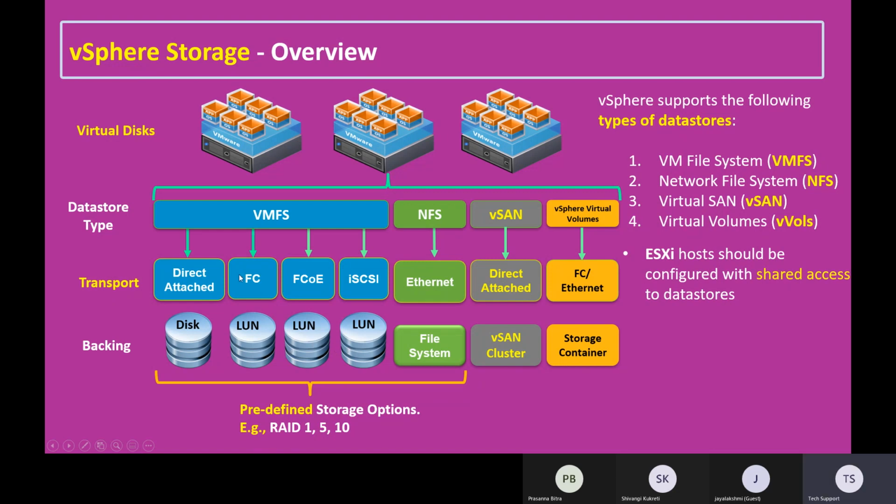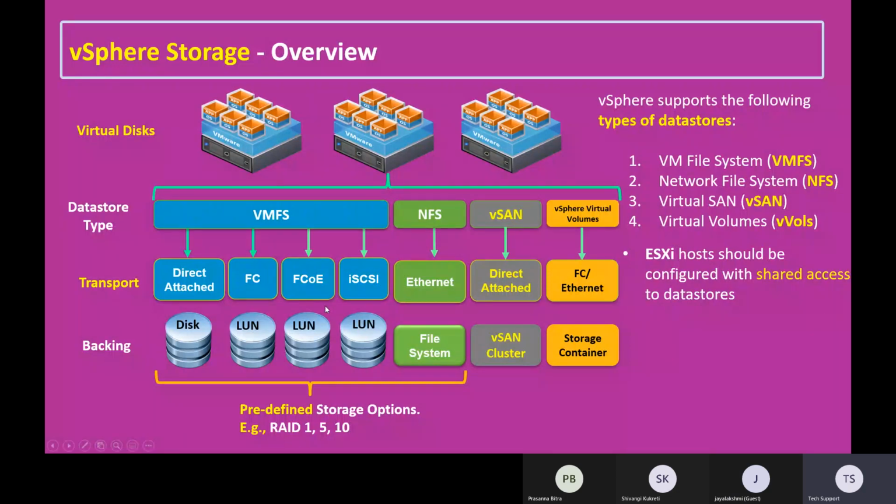Can anyone tell me what is the difference between FC and iSCSI? In FC, do we require a normal switch or a fiber channel switch for fiber channel storage? FC switch. We need an FC switch. When it comes to iSCSI SAN, do we require an FC switch or a normal IP based switch? Normal IP based switch. Yeah, good. Only the connectivity is different, but still the storage box is common.